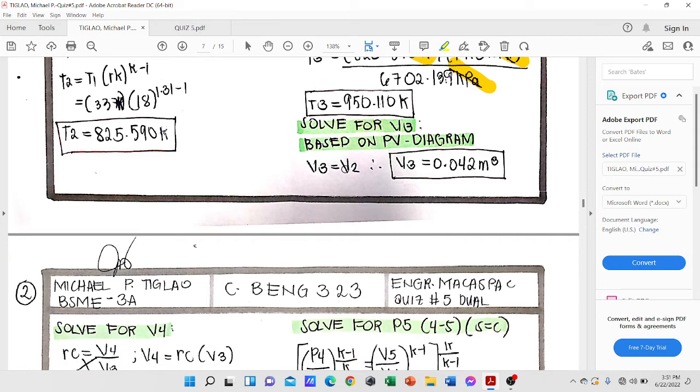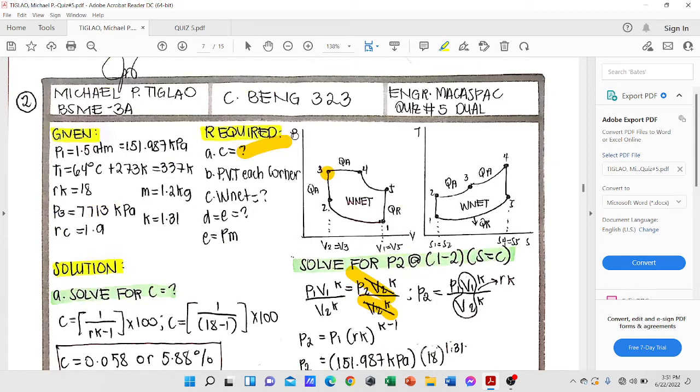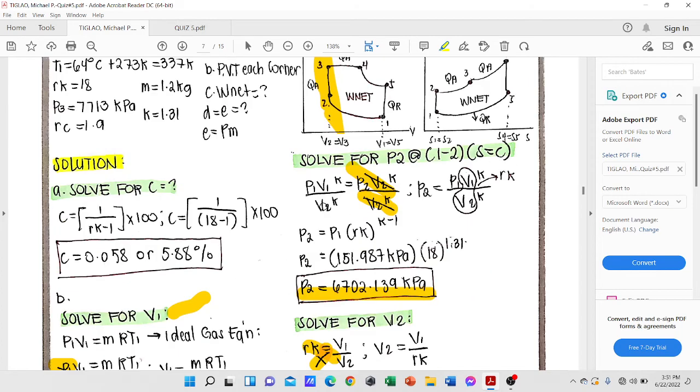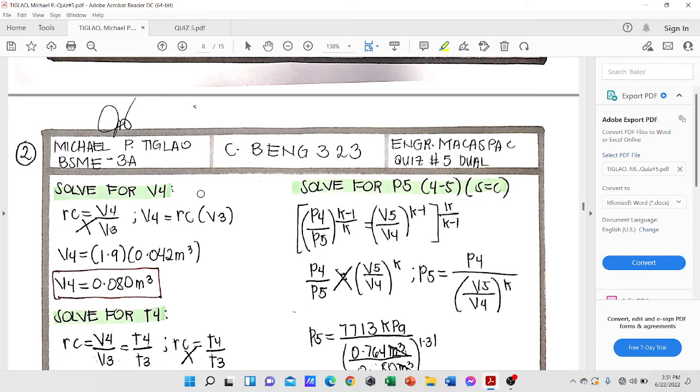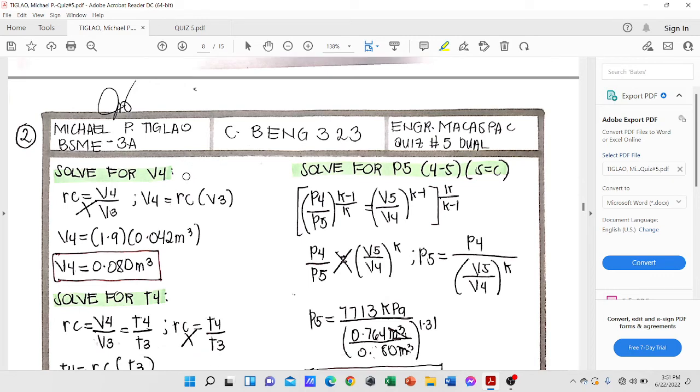So, next is kuhanin natin yung volume 3. Sa volume 3 naman, di ba sinabi ko kanina, V3 is equals to V2. Based sa PV diagram natin, makikita natin, no? Ito, yung volume. Volume 2 is equals to volume 3. Kaya pareho lang yung value nila. Therefore, yung V3 natin is 0.042 cubic meter. Then, next naman is yung volume 4.